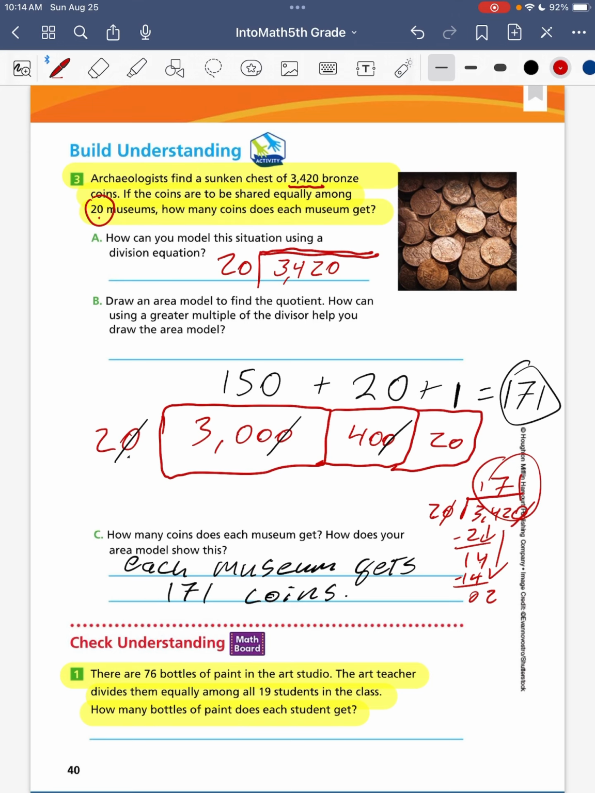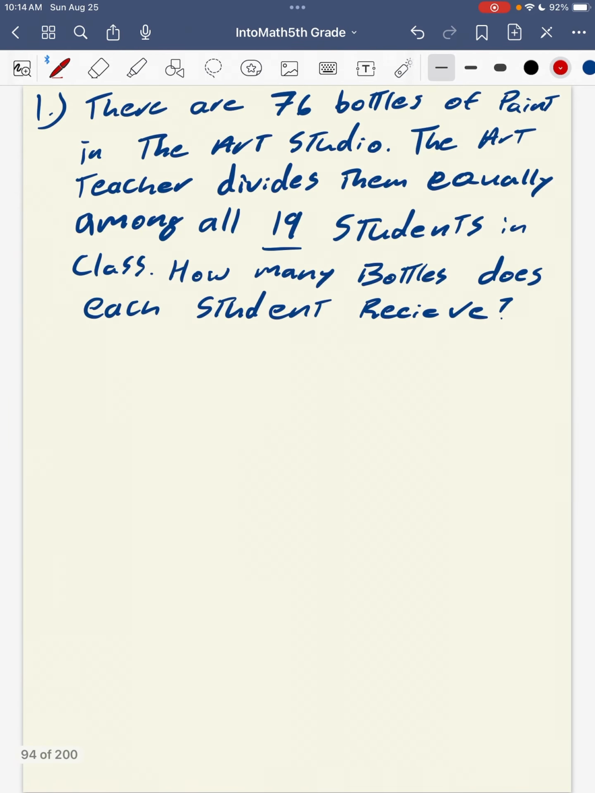Now on to our check for understanding. We'll do this on the next page for problem number 1. There are 76 bottles of paint in the art studio. The art teacher divides them equally among all 19 students in class. How many bottles does each student receive? To help us out, we can write this as a division problem.